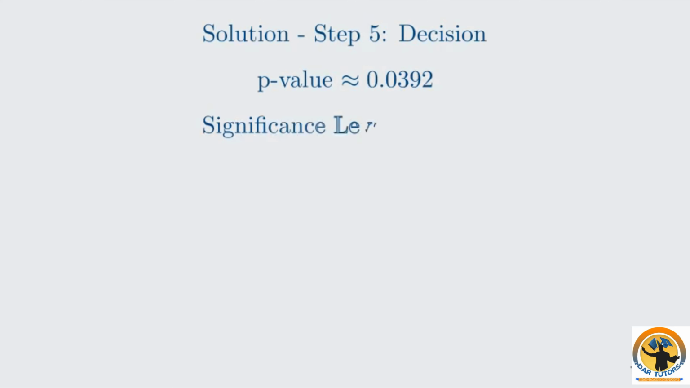Now for the final 2 steps of our first practice question. We need to make a decision and write our conclusion. We compare our p-value of 0.0392 to the significance level alpha of 0.05. Since 0.0392 is less than 0.05, we reject the null hypothesis.